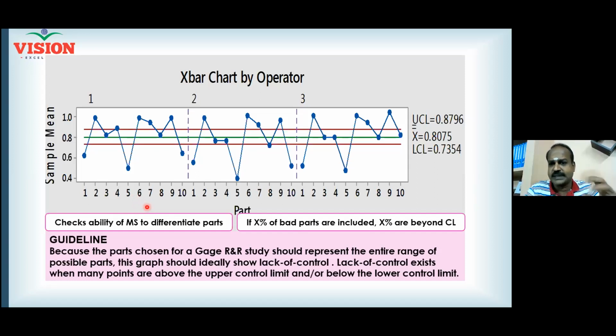And how to choose the 10 parts? Do you know your specification limits? Upper specification limit and lower specification limit. If you have the habit of producing everything inside the specification limit, then you see to it that you take 10 points or 10 parts all inside the specification limit. Clear?